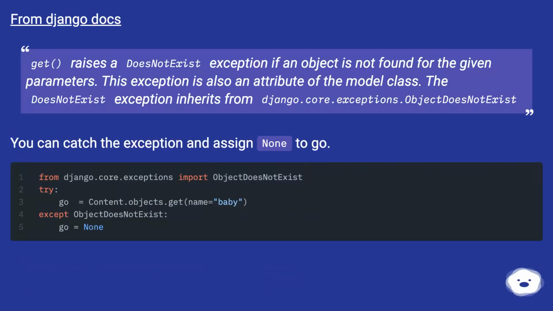From the Django docs: get raises a DoesNotExist exception if an object is not found for the given parameters. This exception is also an attribute of the model class. The DoesNotExist exception inherits from django.core.exceptions.ObjectDoesNotExist. You can catch the exception and assign None to go.